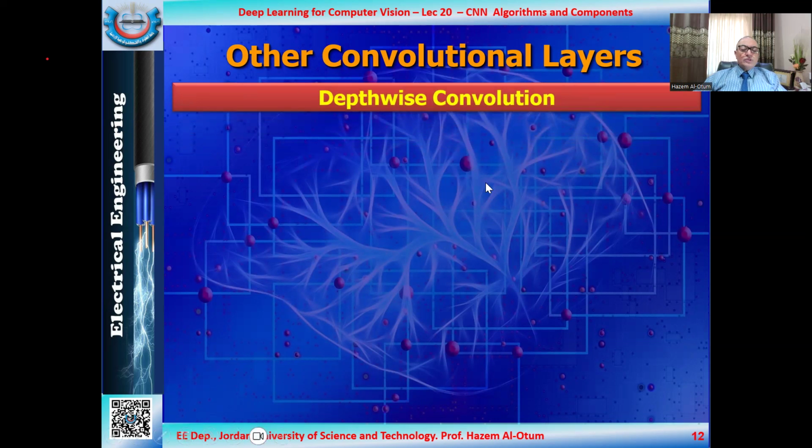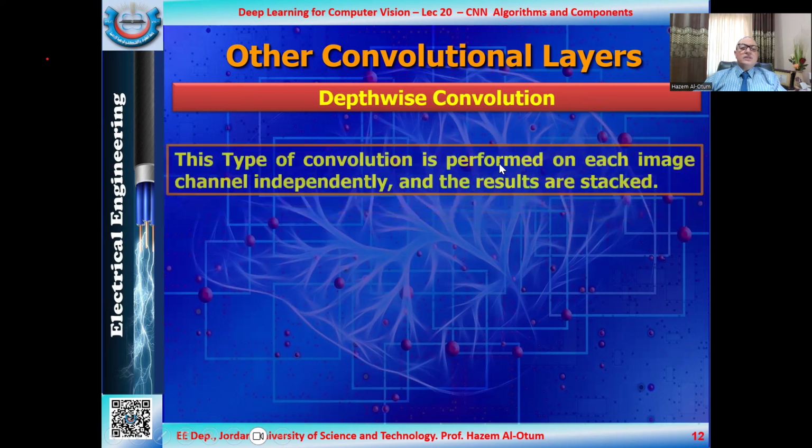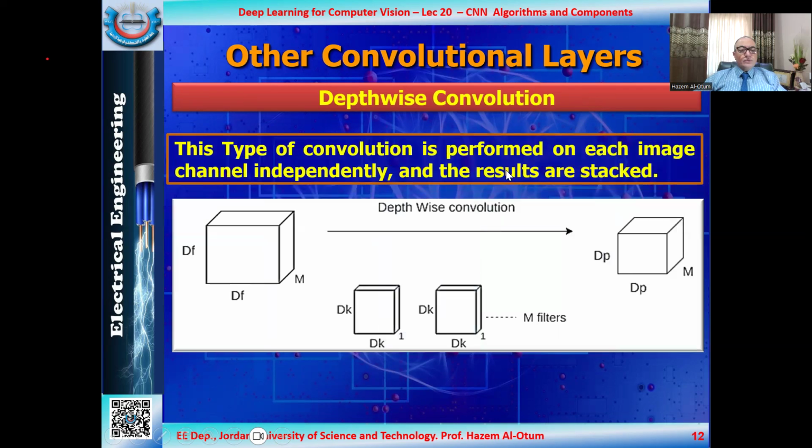We learned that the convolution was linear convolution. There is another type of convolution that you may face, in fact very rarely, but you can see it. It's called the depthwise convolution. This type of convolution is performed on each image channel independently. So you apply the convolution layer to each channel independently.